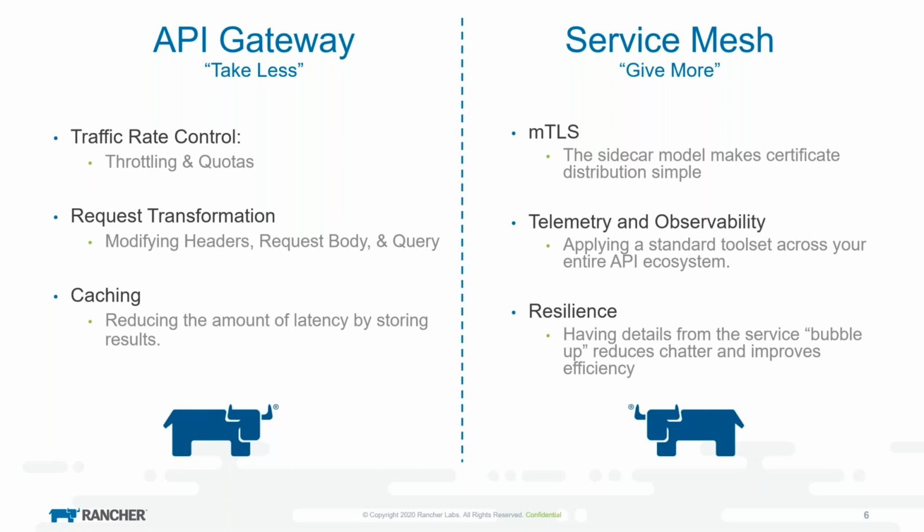Then there's request transformation. Request transformation is definitely something that has an overlap, but it's something that API gateways have been doing more or less since the beginning. So it makes sense that, given the history, they would continue to do that in a pretty quick and easy way. That's modifying headers, request body, and the query parameters of a specific request.